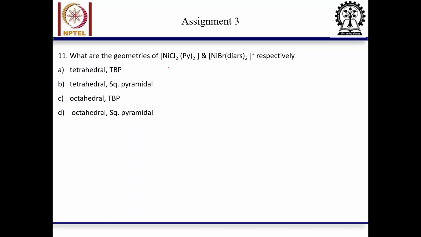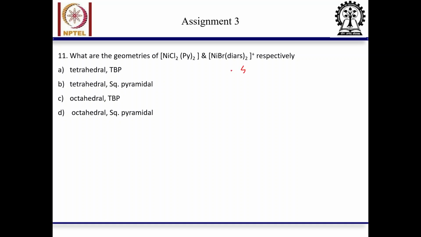It will not be octahedral. Now the second one, we have nickel with DIARS. So what is DIARS? It is 1,2-bis(dimethylarsino)benzene, right? So we have two arsenic atoms which will act as donor atoms. So it is a bidentate ligand. So in total we have four. So I will just show you. Here we have four and here we have one.